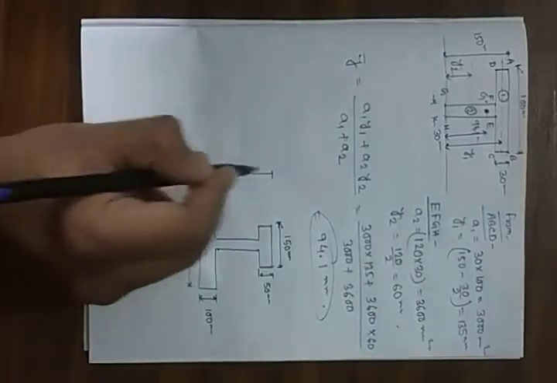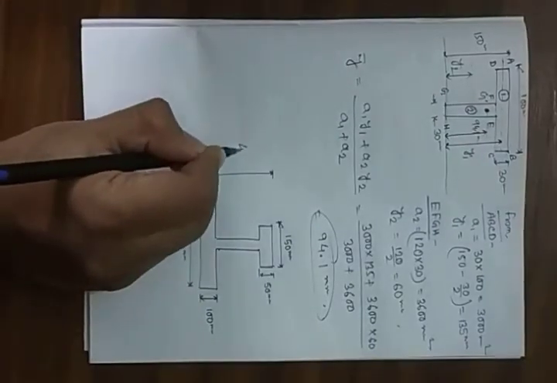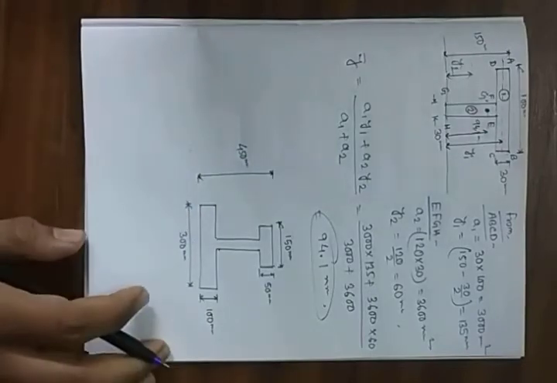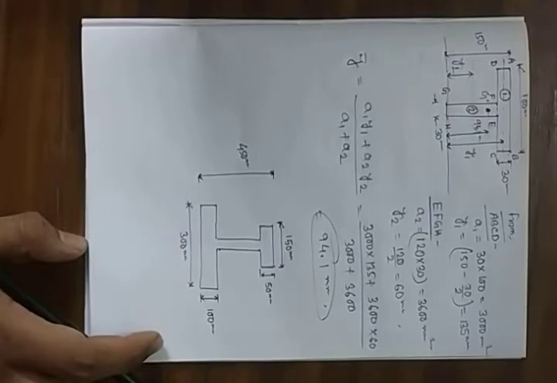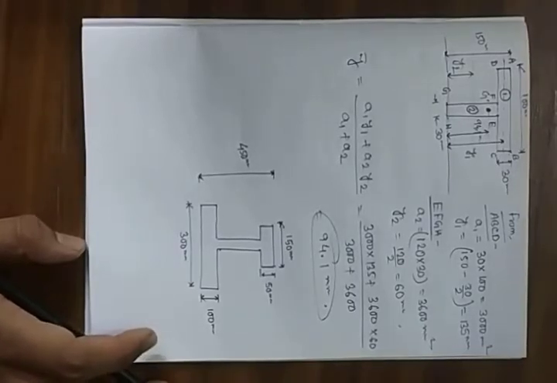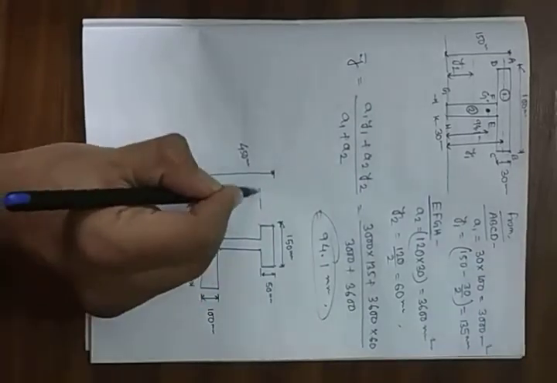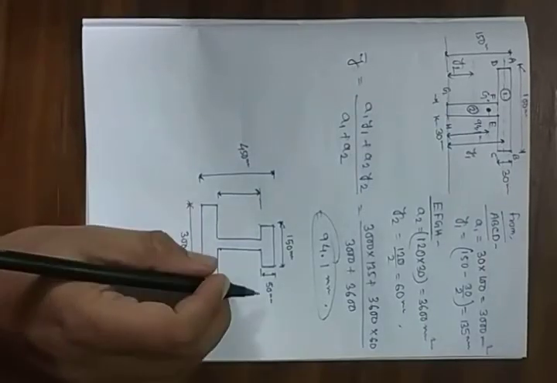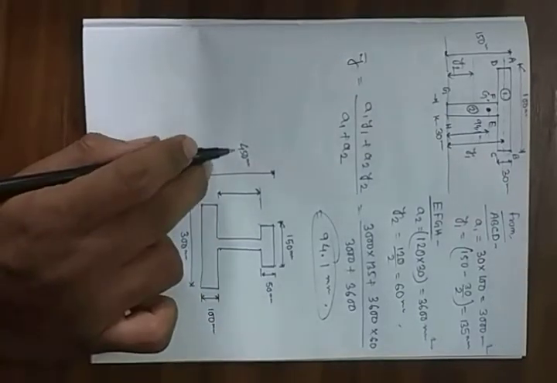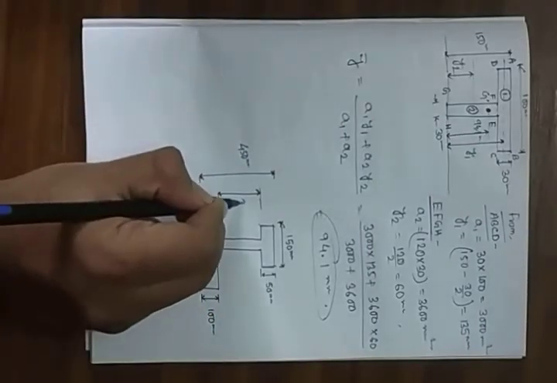The total overall depth of this I-section is 450 millimeter. So this is the given problem. We have to find the CG of this I-section. At first we have to calculate the depth of the web portion. This is 50, this is 100, so 100 plus 50 is 150, and the overall depth is 450, so 450 minus 150 means 300 millimeter.